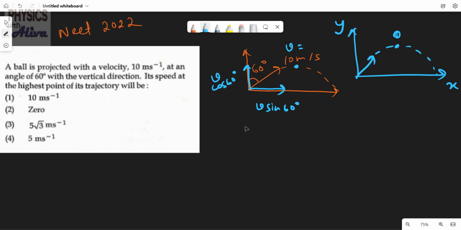That means at this position the y component of the velocity is 0. So the ball is not going along the y direction. It is coming backward, right? So at the highest position we know the vertical component of the velocity is 0. If there is any vertical component, then the particle will go upward. It will not be the highest position then. So here Vy is equal to 0, but there will be some Vx, right?